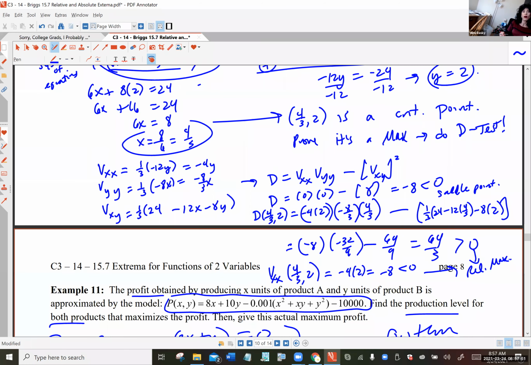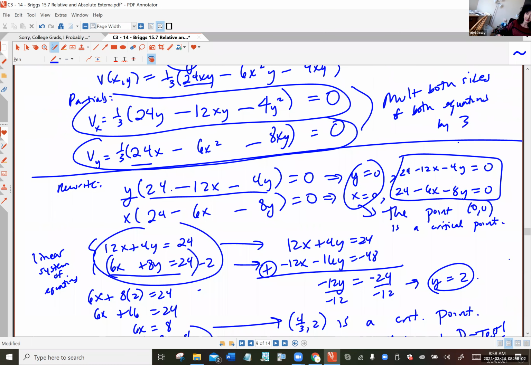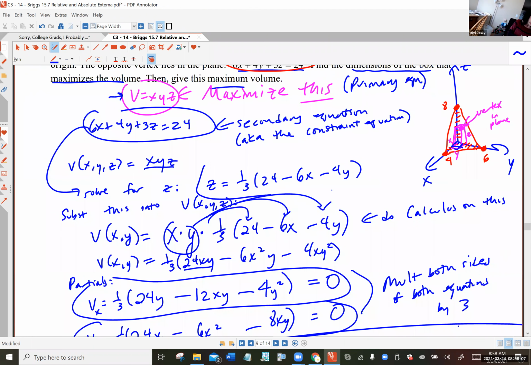They wanted us to give all of the dimensions for the box. So we got the X and the Y, but we don't have the Z. And we also need to give the actual max volume. So I claim once I get the Z, I'll be able to quickly get the max volume. So how do I get Z? Well, remember, Z has to satisfy the constraint of that plane equation. So when you evaluate Z at the point when X is 4/3 and Y is 2, what do you get? I didn't write it down. Oh yeah, I did. You'll get 8/3.